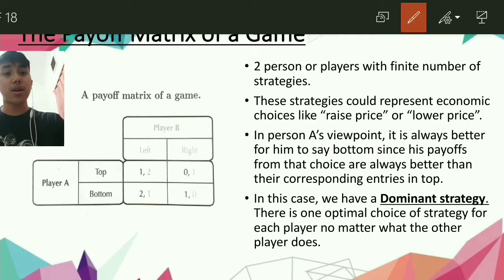Okay, so in this case, we have a dominant strategy. There is one optimal choice of strategy for each player, no matter what the other player does.